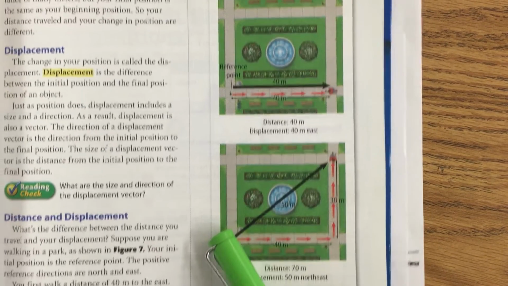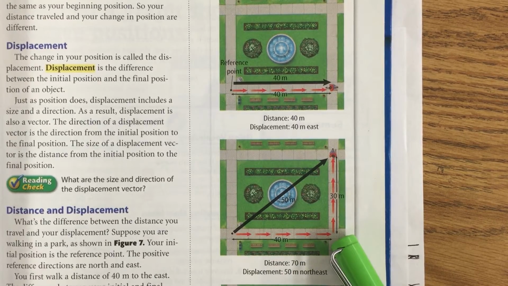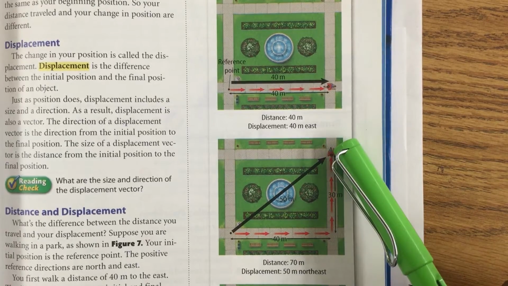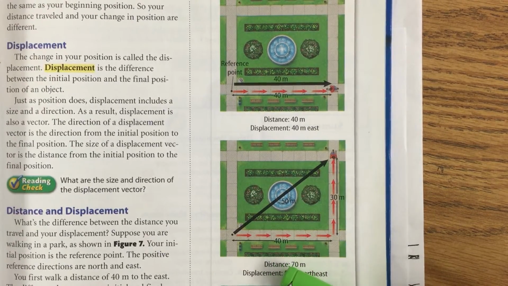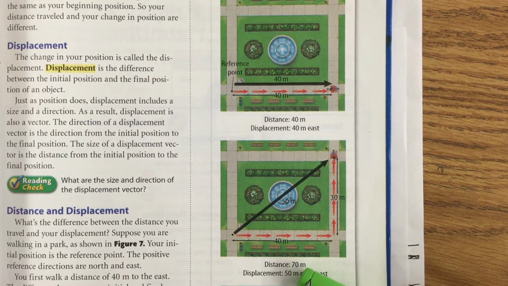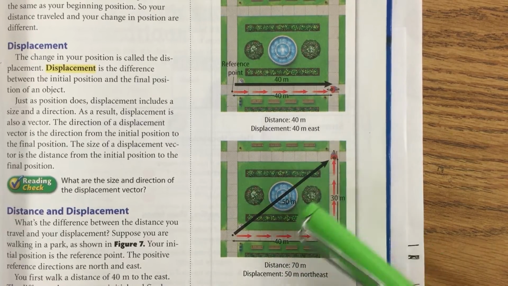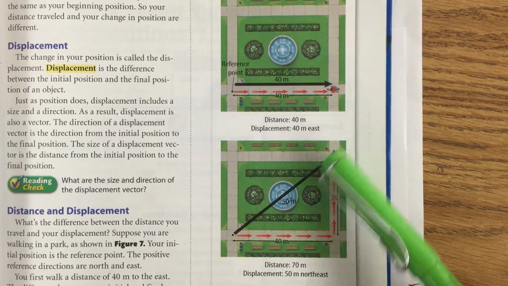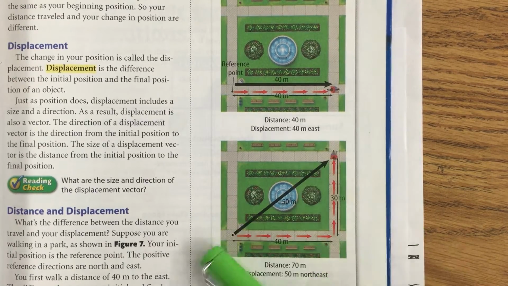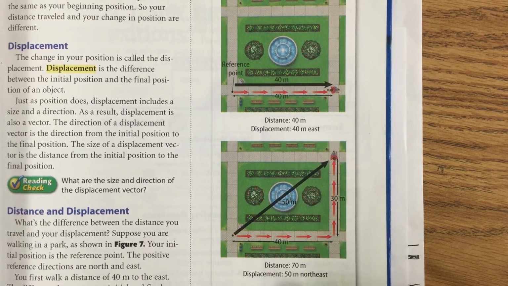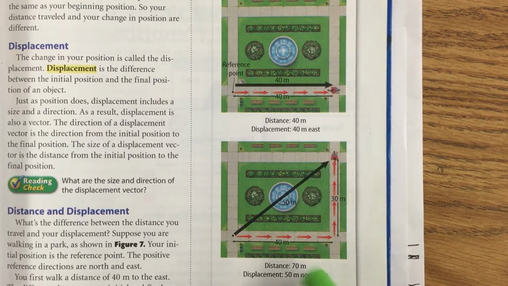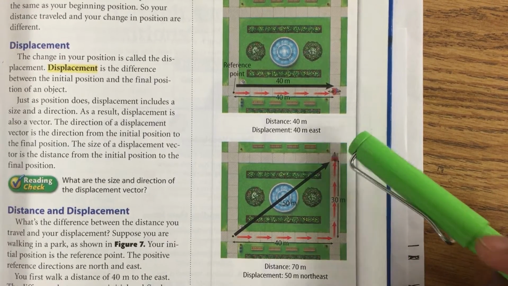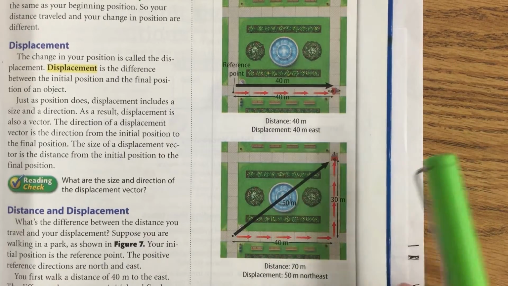Now let's say this person walks 40 meters east, but then they turn and go 30 meters north. 40 plus 30 is 70, so this person has walked a distance of 70 meters. However, the distance from where they started is a straight line. From here to here is 50 meters. So this person's displacement is 50 meters northeast of where they started, because that's how far they are in that direction from where they started.